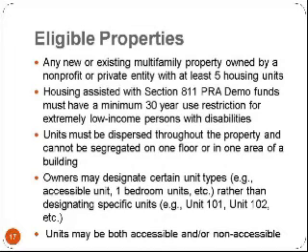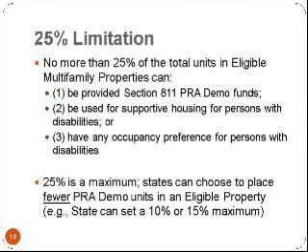So since the application doesn't have to talk about what units they're using, but it does have to talk about the pipeline and how those units that the PRA funds are going to go into, how they are funded and how they're going to come online. So the 25% limitation is in the NOFA, the NOFA reinforces the statute that no more than 25% of the total amount of units in the project can be set aside for people with disabilities.